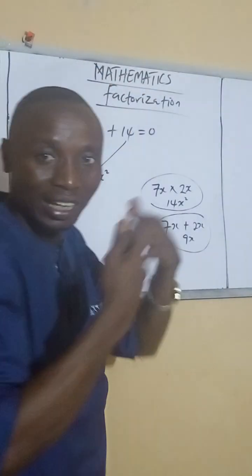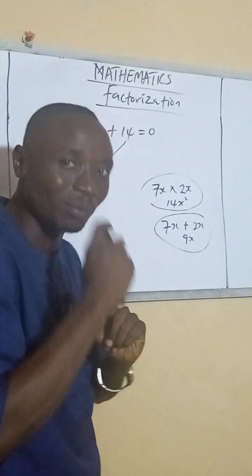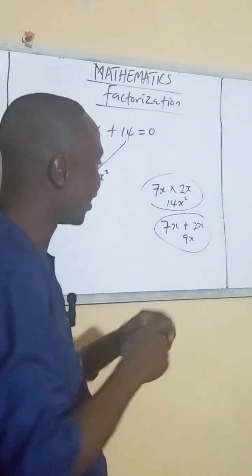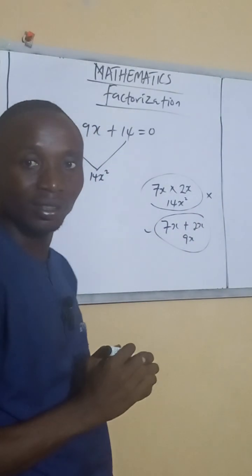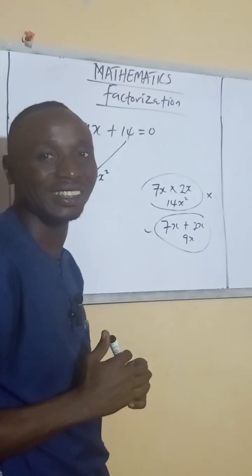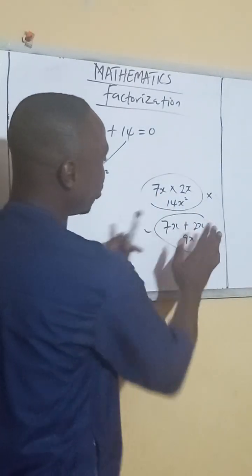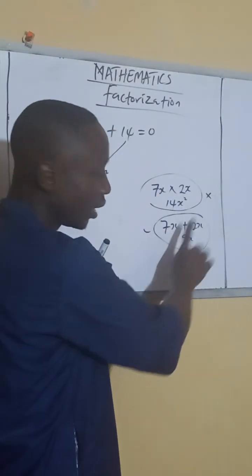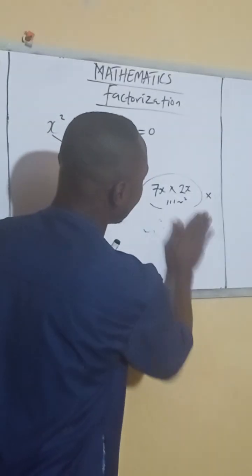So it is either you add or you subtract, but make sure they are the same numbers. So this one I will not use, this one I will use. That means these two numbers are what we use to factorize. We are not finished. We just carry these two numbers, then clean out, so we now get 7x and 2x. Now don't forget.